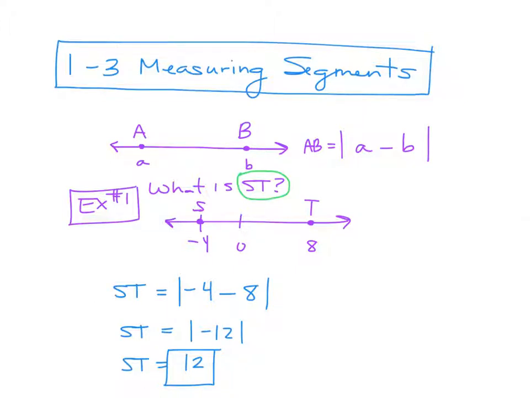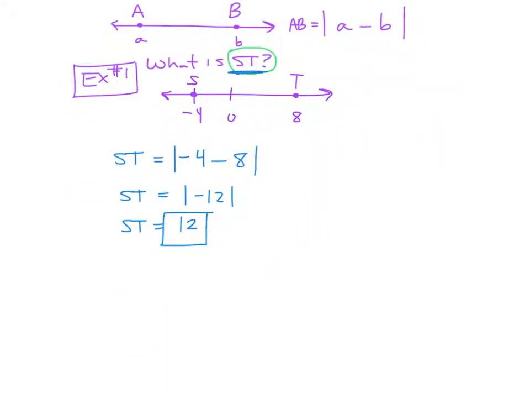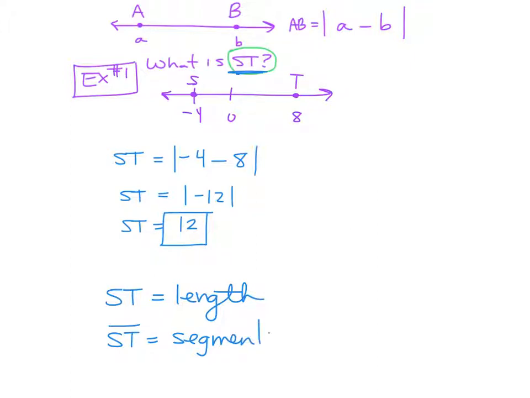Questions on that? One thing to note: when you see ST with nothing over it, it's talking about a length. When you see ST with the bar over it, it's referring to the segment itself. So if I'm talking about a segment, they're going to put a bar over it. But if they're asking for the length of that segment, there won't be a bar. It'll help you when you read a problem.